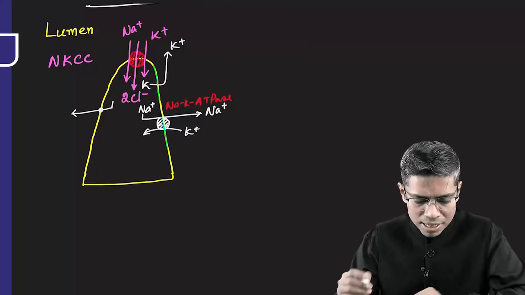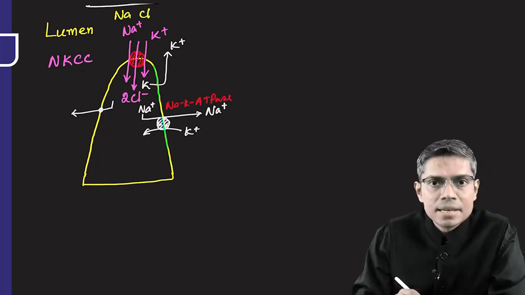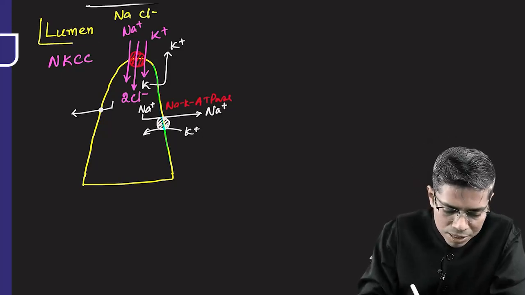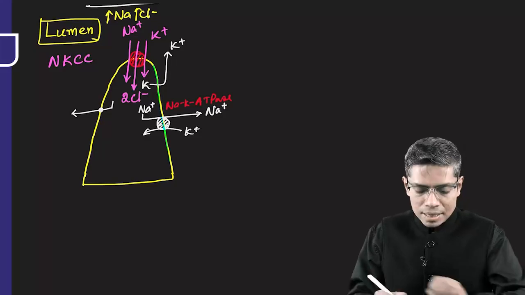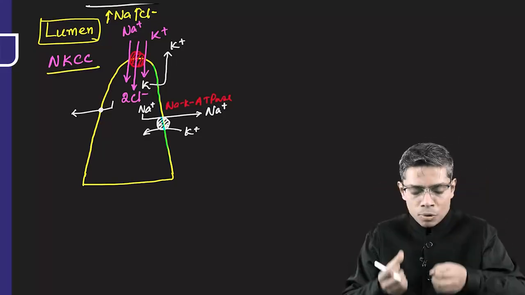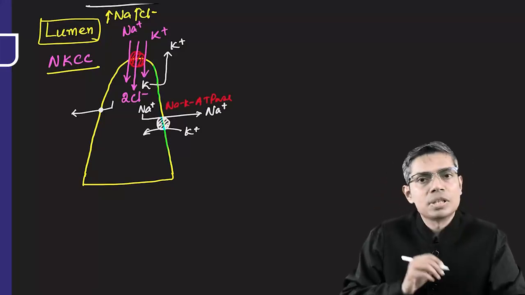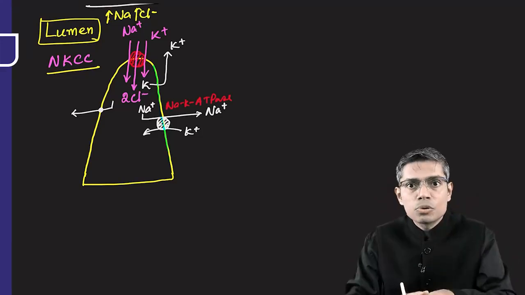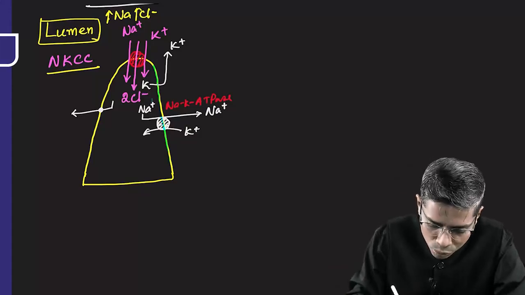Okay, now look at the whole mechanism. Suppose there is a huge amount of sodium and chloride at the level of the lumen of this macula densa cell. Whenever there is increased sodium and increased chloride, the NKCC transporter will absorb more and more sodium, more and more chloride, more and more potassium from the lumen into the cell. Now, whenever you are absorbing more sodium, you have to throw the sodium out of the cell also. But whenever you are throwing extra sodium out of this cell, the sodium potassium ATPase pump is working.